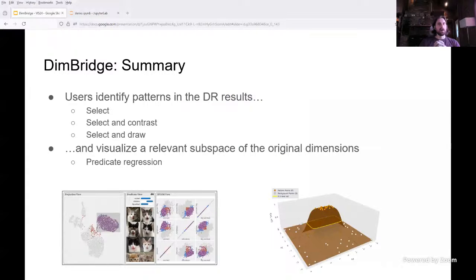So to summarize, DimBridge allows us to identify patterns in the DR results using 3 interactions. We can select to explain a cluster. We can select and contrast to explain the difference between 2 clusters. And then we can select and draw to explain any shape that might appear in our results. We then visualize the relevant subspace of the original dimensions using a novel algorithm called predicate regression.